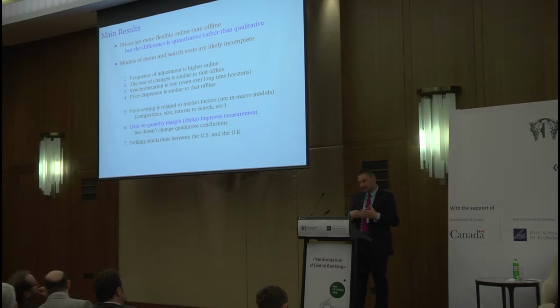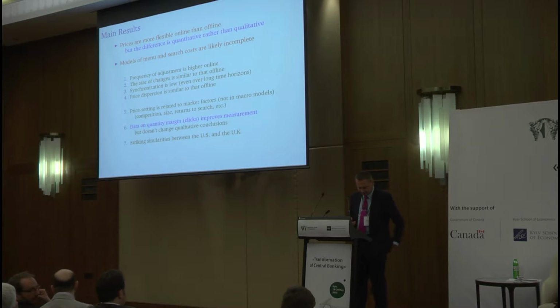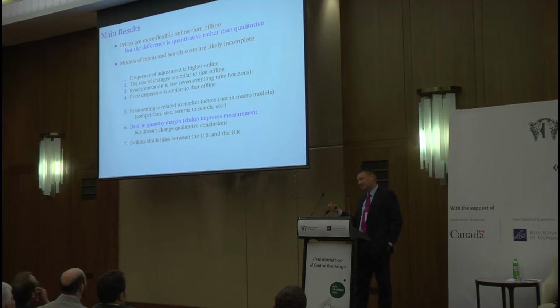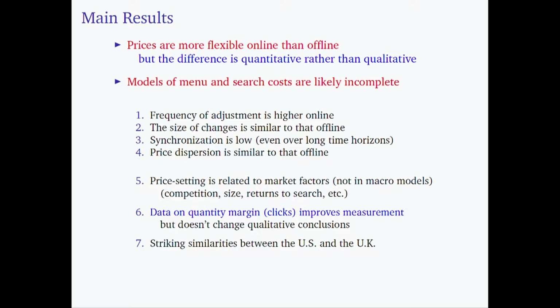On price setting, we did some correlation analysis, and we found that price setting is related to market factors, but not really macro-level models. Macro factors only control for the number of sellers and concentration in markets. But macro factors seem to be not very important, like shocks in inflation or interest rates. Also, our data on clicks is quite important. It helps us improve some measures, but it doesn't change the overall quality of conclusions. And it's quite interesting that results for the US and UK, despite these countries being different, still remain the same.